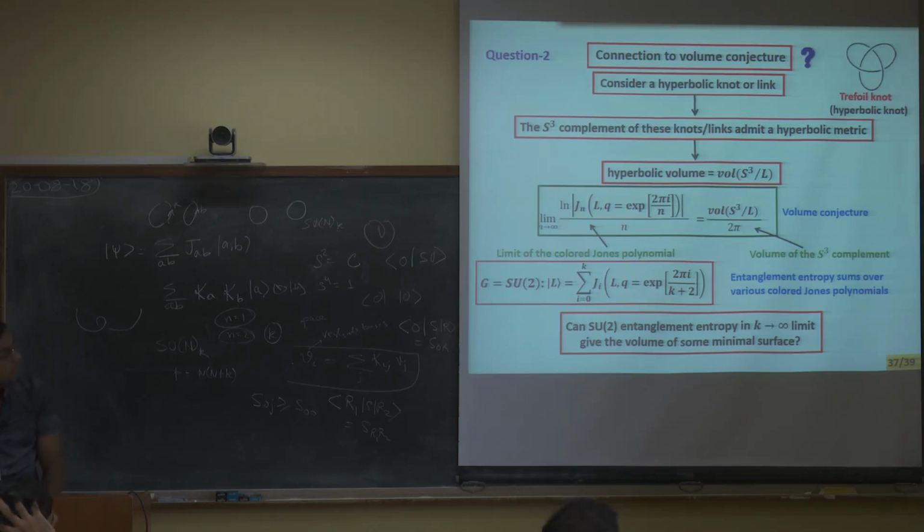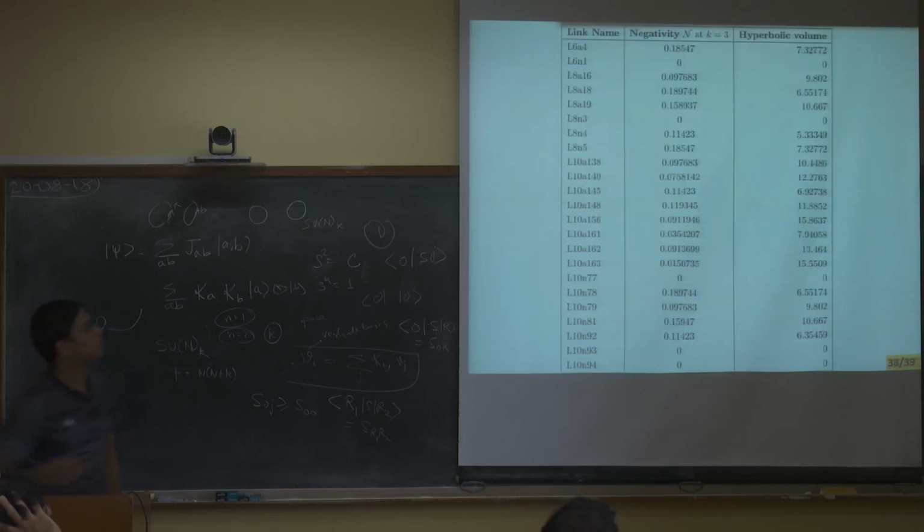In a recent result, they computed the entanglement negativity for some links, and they show that for torus knots and torus links the hyperbolic volume is 0. So if the link is a torus link, then the entanglement negativity is also 0. So we think that negativity can be a good candidate for this conjecture. But we need to compute this negativity at large k.